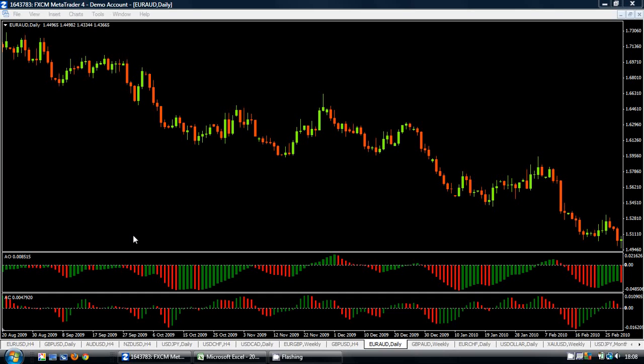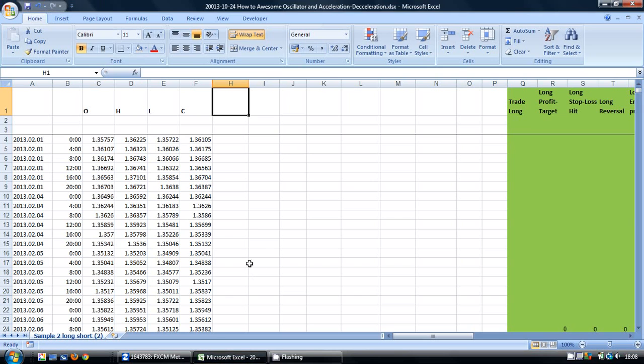Both of these indicators were first described and named by Bill Williams in his book New Trading Dimensions, and if you're interested in learning how to trade using Bill Williams's method, then I suggest you have a look for this book. Now we're going to look today on how to calculate these indicators in Excel.